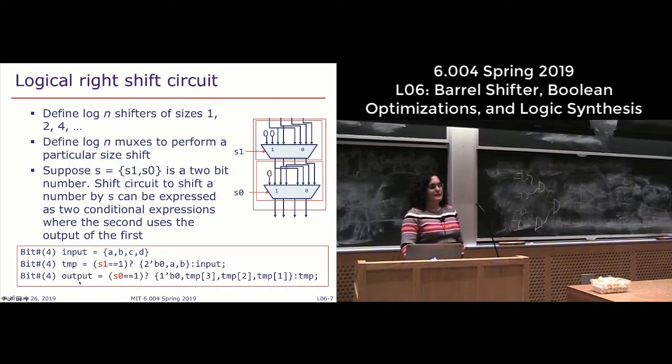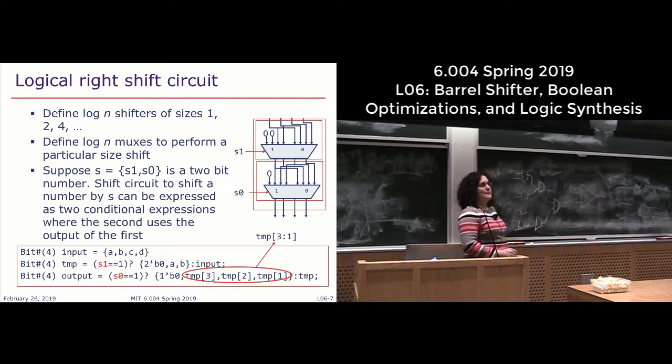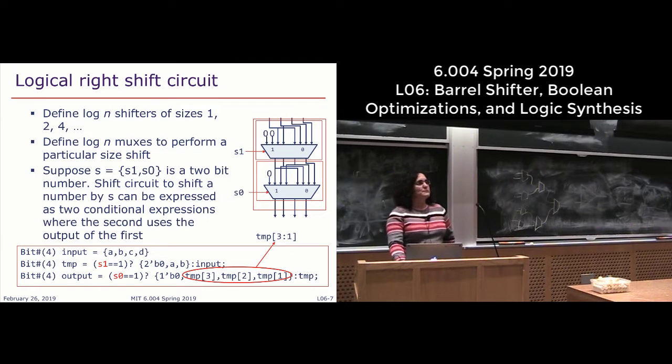And so here I'm deciding based on S0, am I shifting by 1 bit or not? If I'm shifting, then I shift in 1 bit of 0, followed by temp 3, temp 2, and temp 1. If I don't shift, I just keep temp as it was. And you can see that by just adding a few more similar expressions, you can create a much larger shifter circuit. I just wanted to mention that, of course, I could have also chosen to write temp 3, temp 2, temp 1 as temp 3 colon 1, but I wanted it to look as much as possible like the previous one. So is that clear to everybody, how we build a logical right shift circuit using log n shifters?